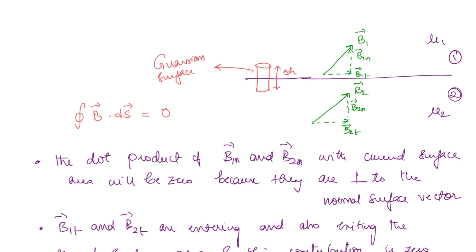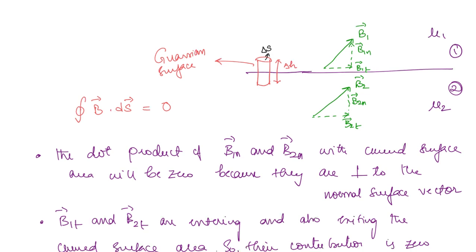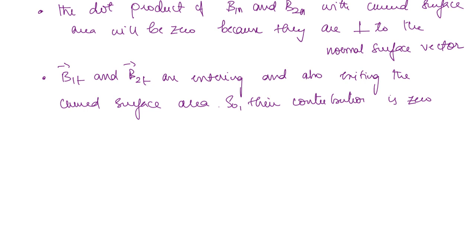If the area of the top and bottom surfaces is delta S, then you can write the closed integral of B dot dS bar is equal to 0. It is a closed surface integral. One term is because of the contribution of B1N through the top surface, so it will just be the product, because the magnetic field is perpendicular to the surface, or you can say parallel to the normal of the top surface.